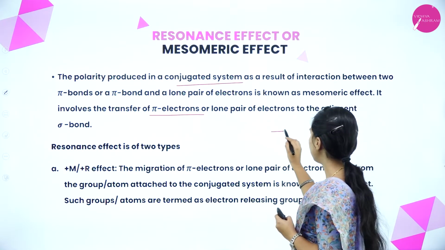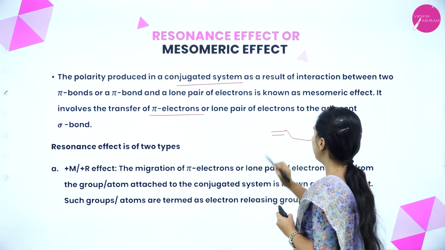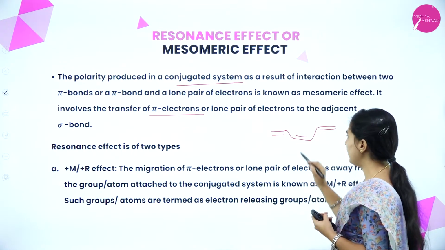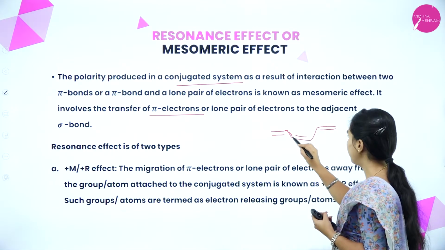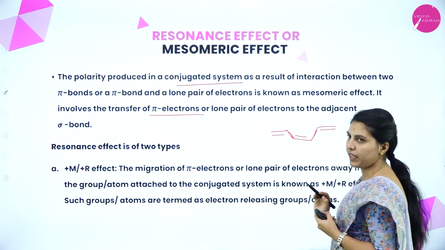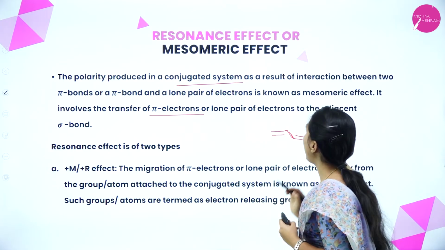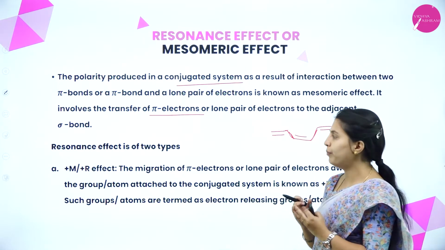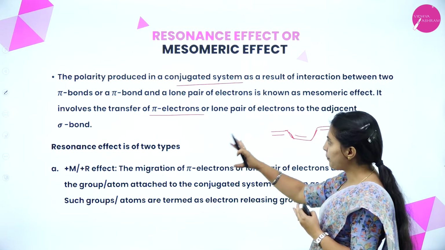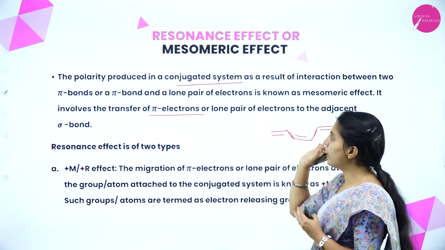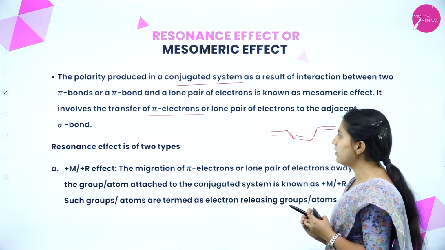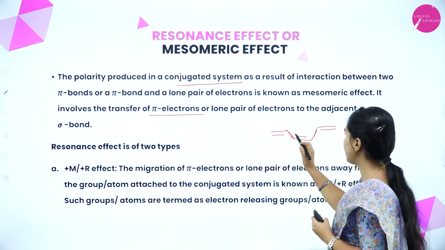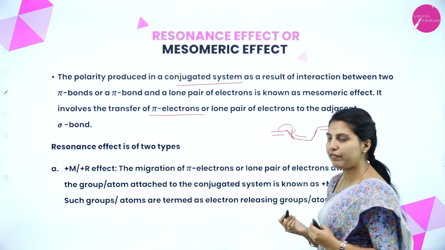Conjugated system means, see here, this is a double bond, means the alternate double bonds will be present. Here there is also a bond, but no double bond will be present. This is a conjugated system. Whatever effect is produced in the conjugated system as a result of interaction between 2 pi bonds, or a pi bond and a lone pair, will be called the resonance effect. It involves transfer of pi electrons or a lone pair of electrons to the adjacent system. Adjacent means the transfer will take place.